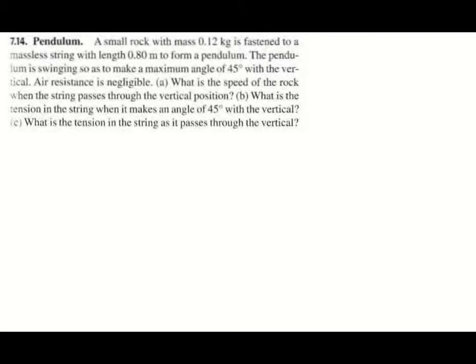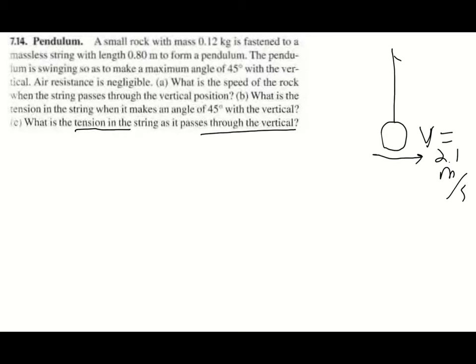Next, we're going to take a look at part C, where we're finding out what the tension of the string is as it passes through the vertical. So it's hanging straight down here at the bottom. We want to find out what that is. Well, it's going some speed. Remember, we figured that out before. The velocity is 2.1 meters per second. So in this case, a is not 0.